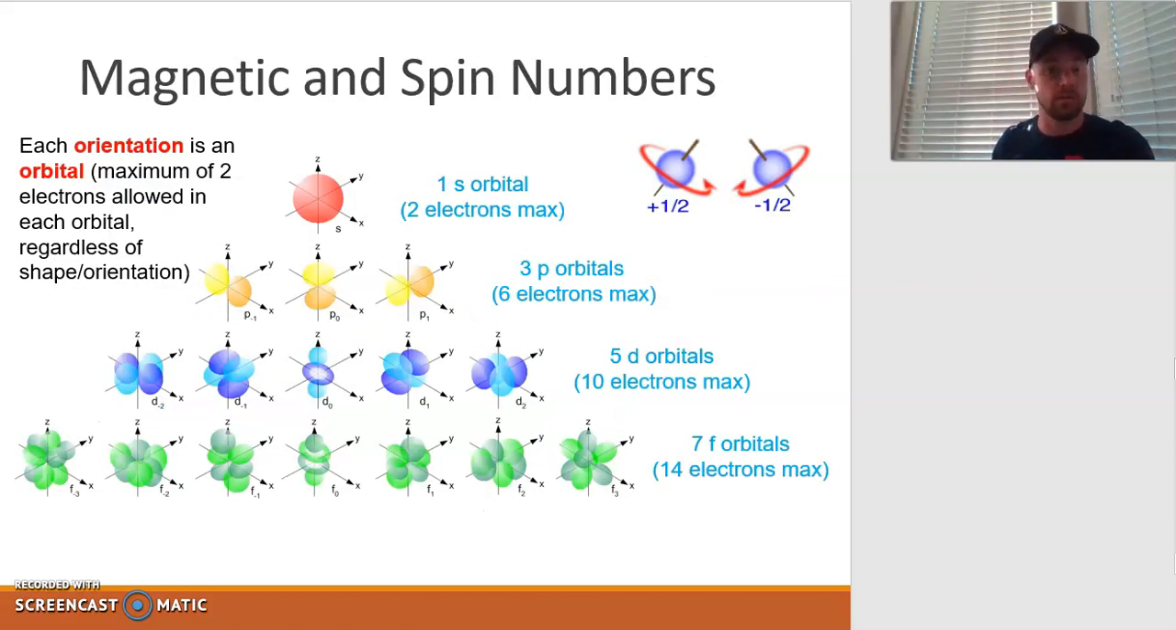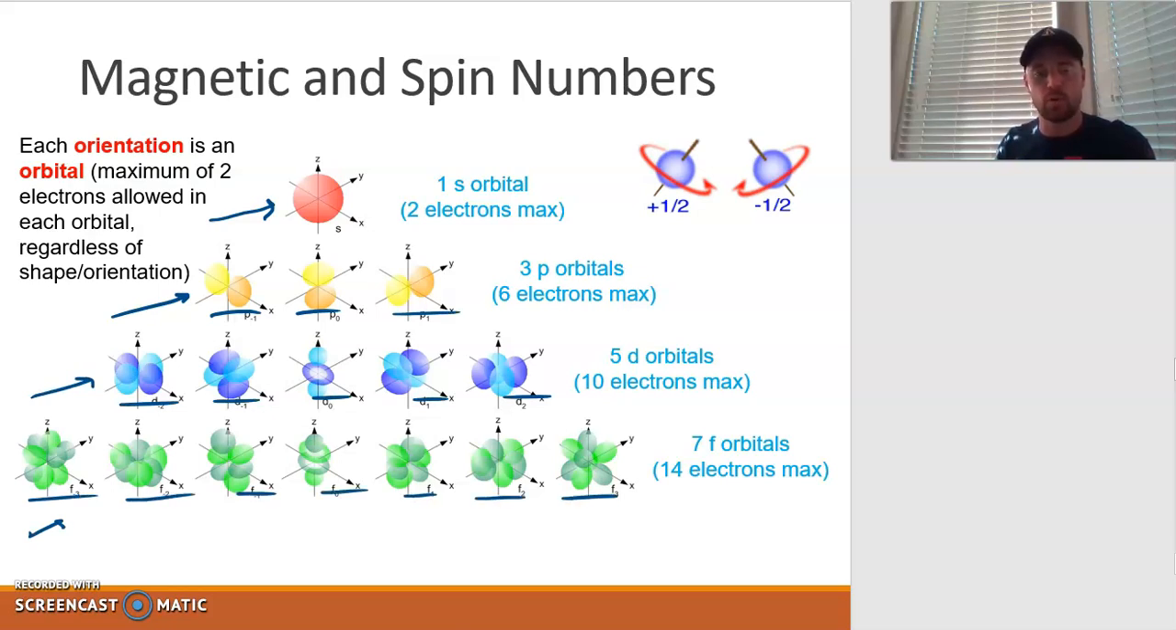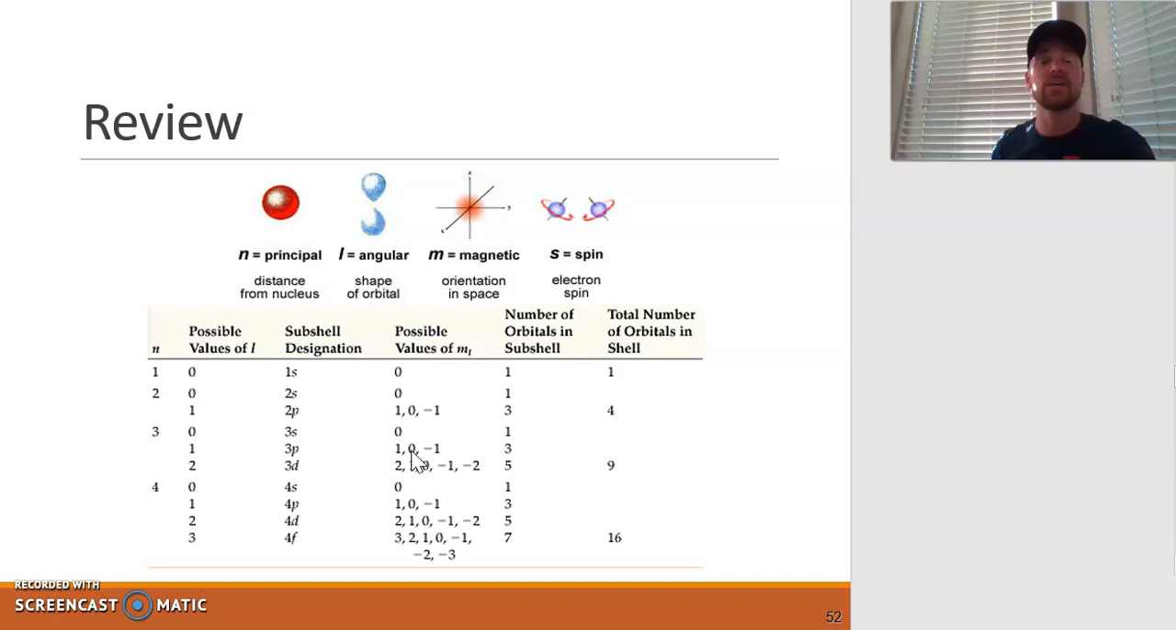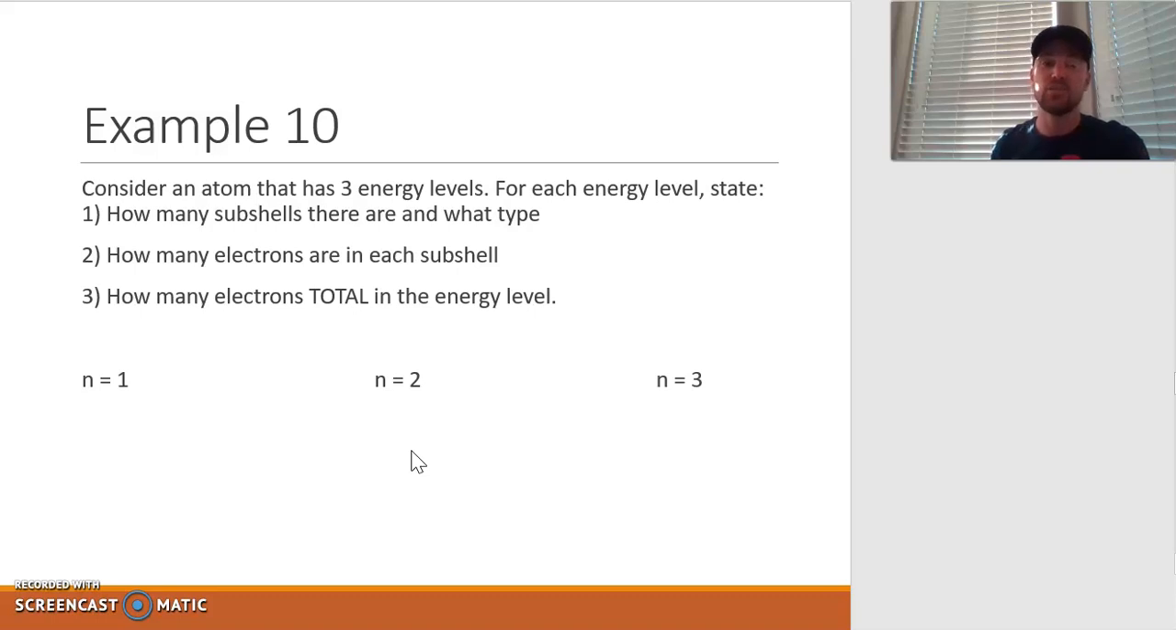As a summary of what we just learned, the S subshell has only one orbital. The P subshell has three orbitals. The D subshell has five orbitals. And the F subshell has seven orbitals. If we know that each of those orbitals shown can hold two electrons, the S can hold two max electrons, the P subshell can hold six, the D subshell can hold 10, and the F subshell can hold 14, with our spins over here as being positive half or negative half. This slide right here is a great review of all of our quantum numbers that we've gone through. But let's do some examples to hopefully solidify the information we've learned.